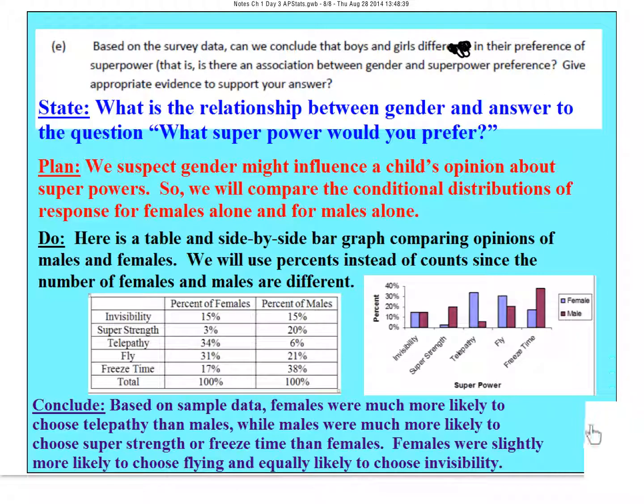So this is very wordy. Start to get used to it a little bit. And every now and then you will have to do these, mainly in your free response write-ups.